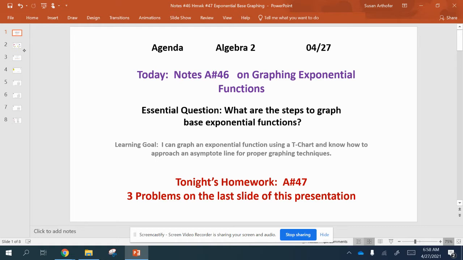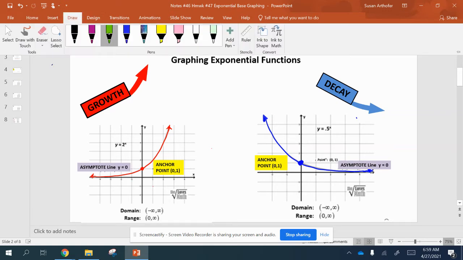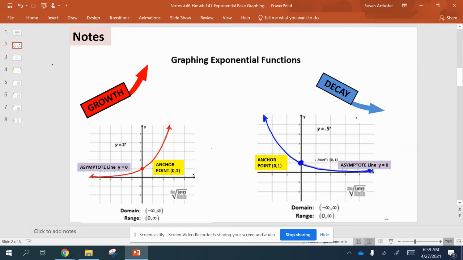Let's look at the graphs first. These are pictures of exponential functions. One's a growth on the left in red, and the one in blue on the right is decay. You'll notice that the red graph and the blue graph have a smooth curve, arrows on both ends. Then also please note that we're introducing the idea of an asymptote line on both of these.